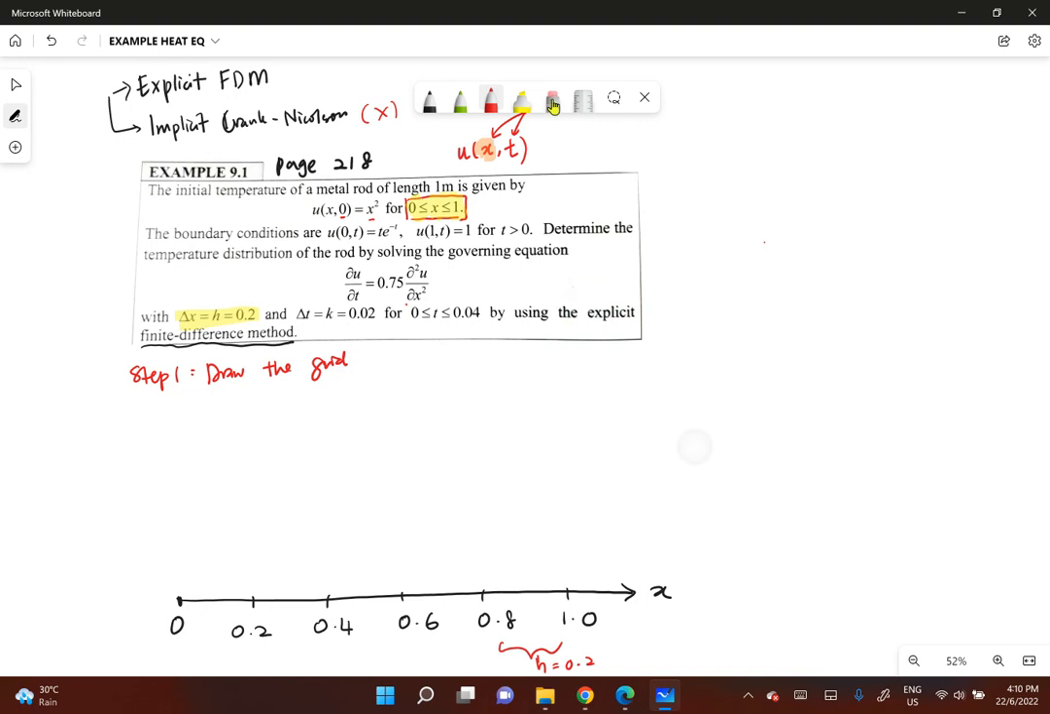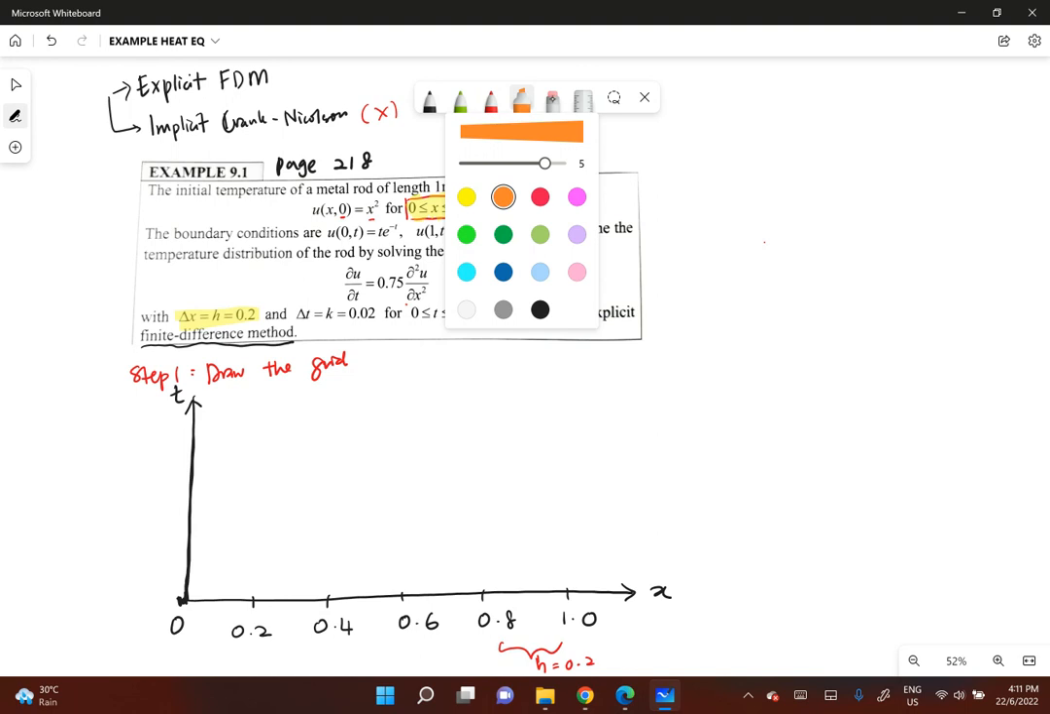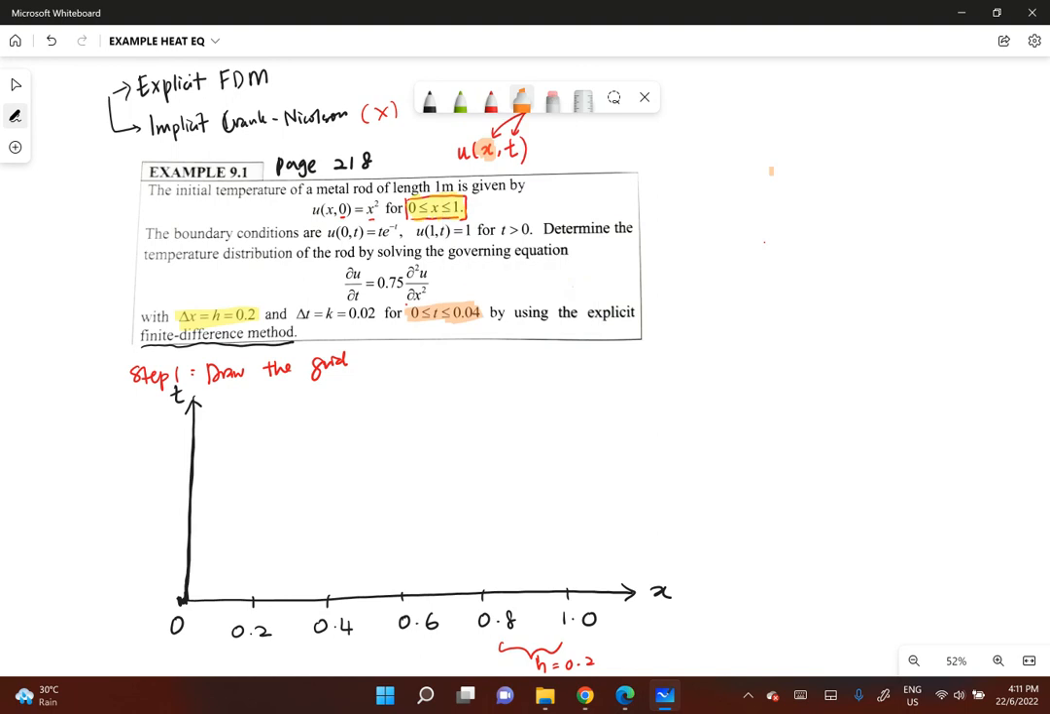Now for the y-axis, that is t. Here t is from 0 until 0.04 with the step size 0.02. So here this is 0, I just write it once, and then here this is 0.02, and this is 0.04. That means you can write this as x0, x1, x2, x3, x4, x5. And here also we have t0, t1, t2.